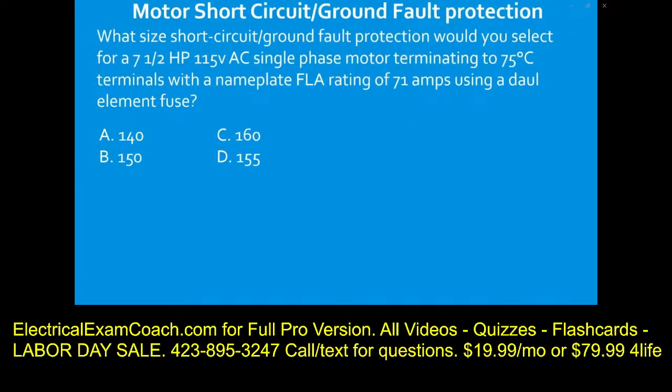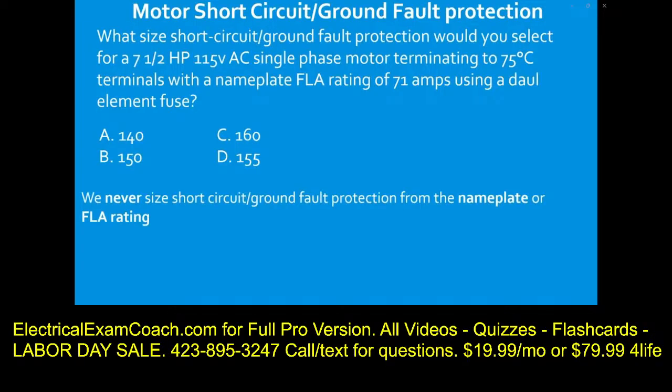What size short circuit ground fault protective device would you select for a 7.5 horsepower, 115 volt AC single phase motor terminating to 75 degree C terminals with a nameplate FLA rating of 71 amps using a dual element fuse? Now, we never size short circuit ground fault protection from the nameplate or FLA rating. We're going to use the FLC. So we find out what our FLC is. Now we head to table 430.248. What is our FLC? We start on the left-hand side, find our horsepower, come across to our voltage, and we're going to find that our FLC is 80 amps.